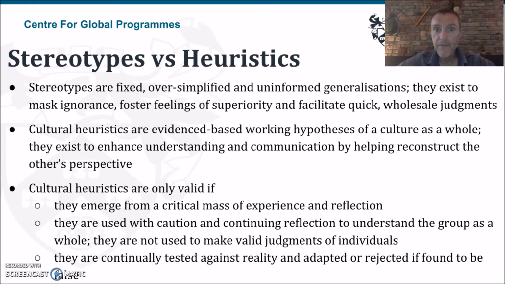Cultural heuristics, on the other hand, are evidence-based, working hypotheses of a culture as a whole. They exist to enhance understanding and communication by helping reconstruct the other's perspective, okay? Helping to sort of flesh out what's under the cultural iceberg. Cultural heuristics are only valid, so this is a kind of salient warning, in order that cultural heuristics don't slip into stereotypes. So they're only valid if they emerge from a critical mass of experience and reflection. Okay, so data is very important here. They are used with caution and continuing reflection to understand the group as a whole, and they are not used to make valid judgments of individuals.